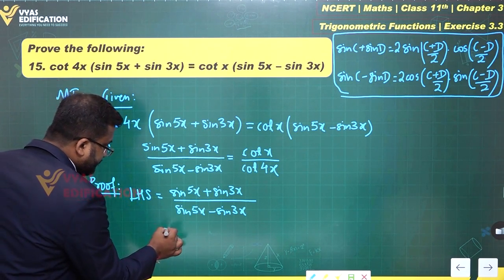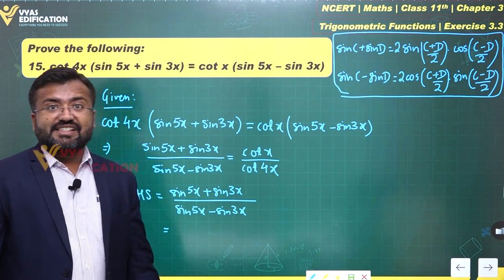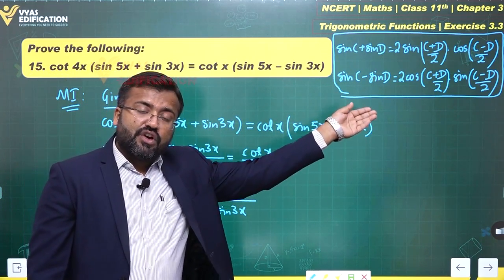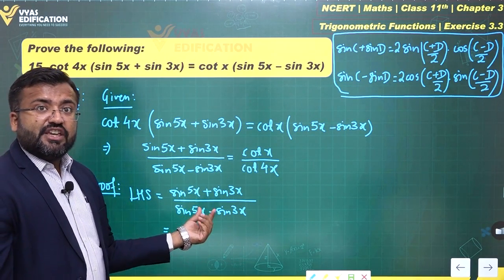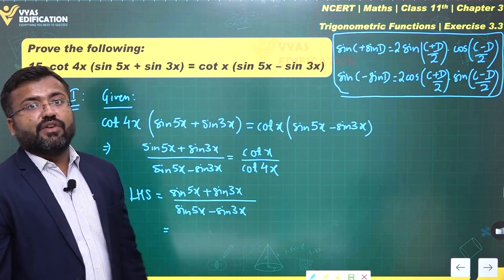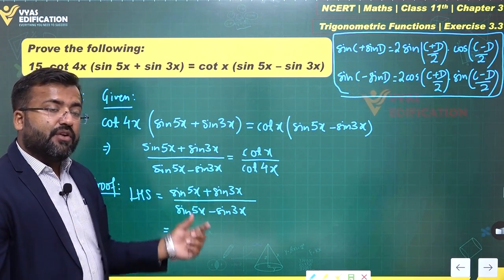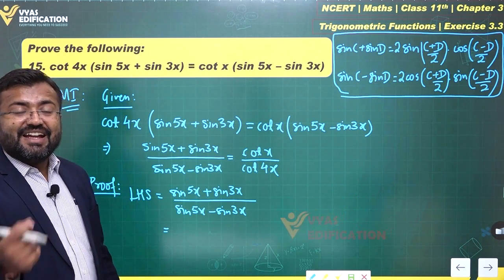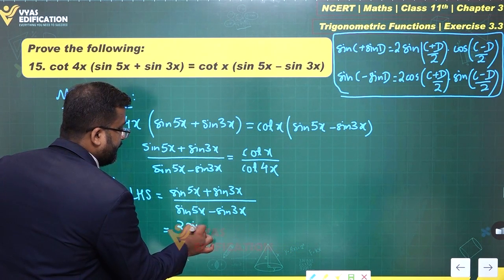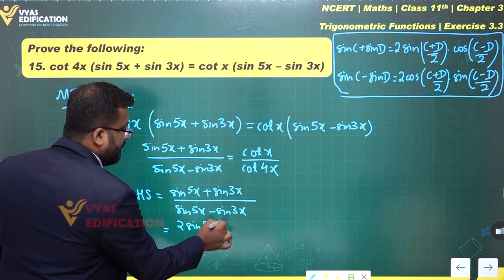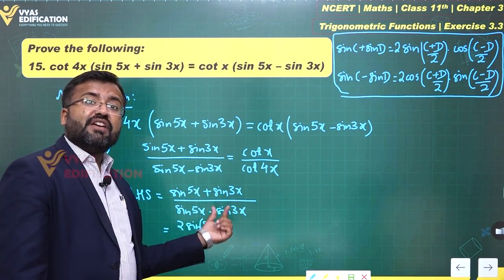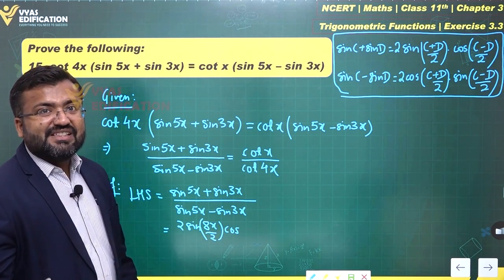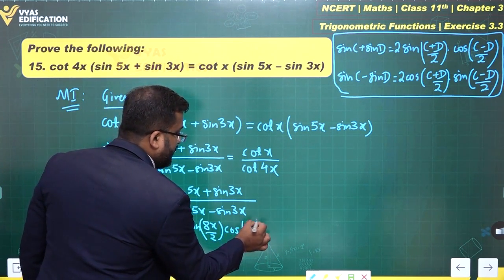How do we do that? In the numerator, you observe this is sine 5x plus sine 3x, which is similar to sine c plus sine d. Sine c plus sine d is 2 sine c plus d by 2 cos c minus d by 2. So instead of c you have a 5x over here, instead of a d you have a 3x over here, okay, and they can be converted in that form. This will convert to 2 sine 5x plus 3x by 2, which will be sine 8x by 2, and cos of 5x minus 3x by 2, right, c minus d by 2. Cos of, what is 5x minus 3x? That is 2x by 2. In the numerator you get this.